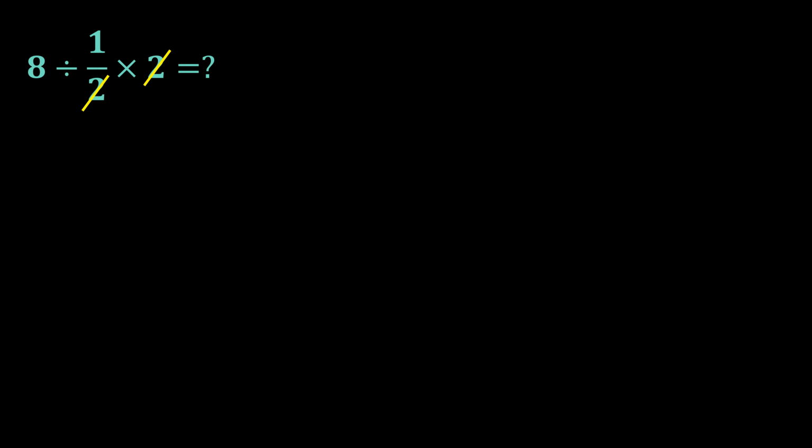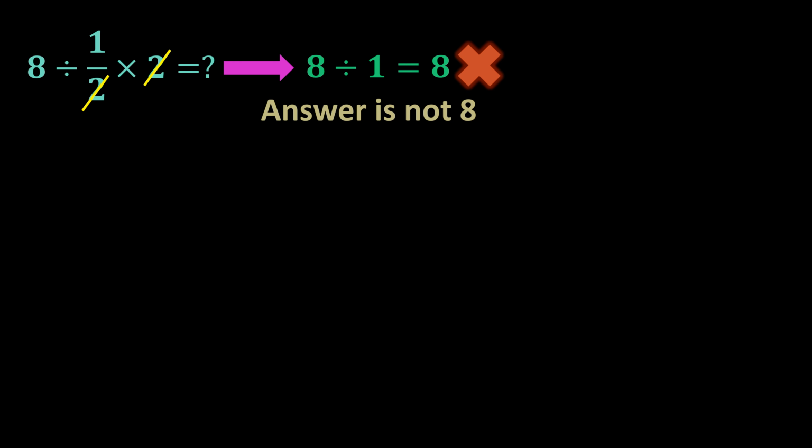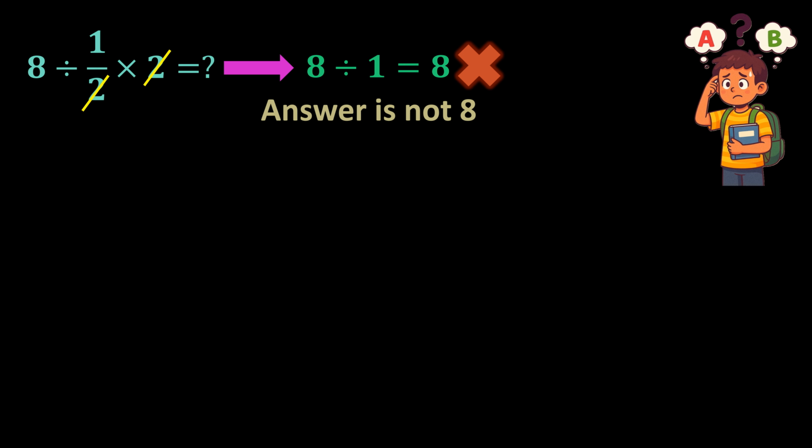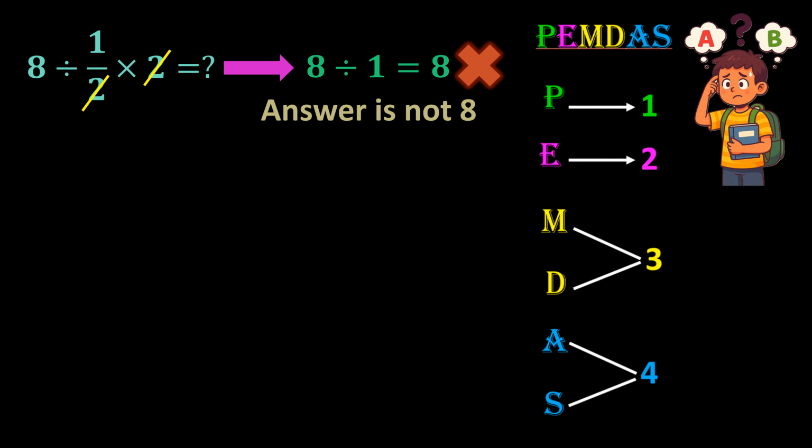2 and 2 cancel each other out, and 8 divided by 1 is 8, but this answer is completely wrong because we haven't paid attention to the PEMDAS rule. PEMDAS is a rule I use to know what part of a math expression to solve first. It helps me do calculations in the right order so the answer doesn't get mixed up.